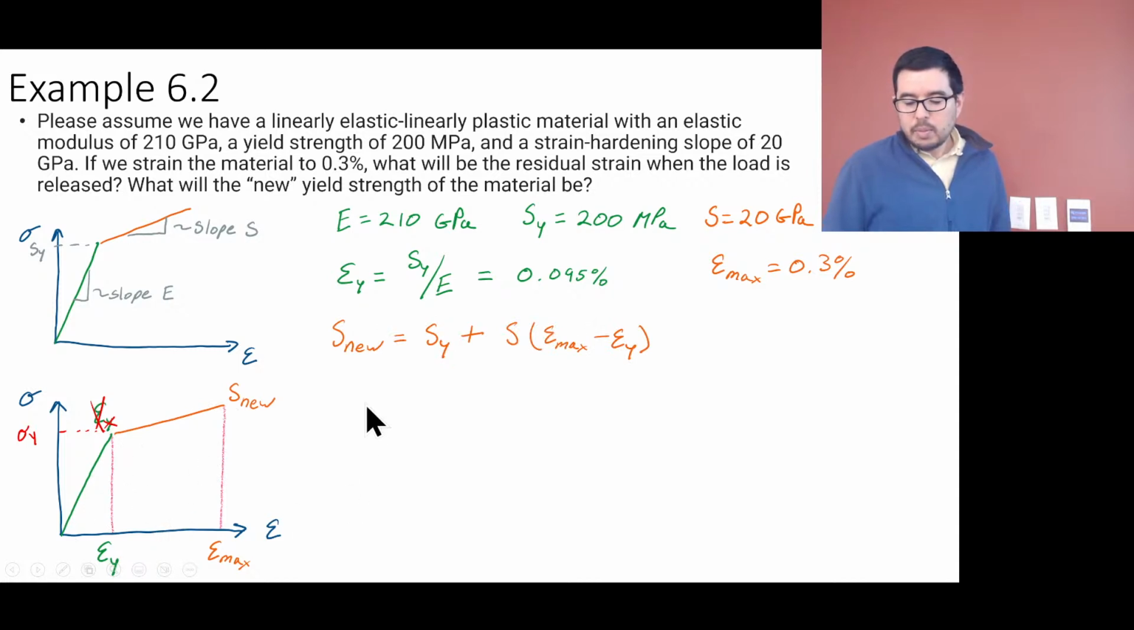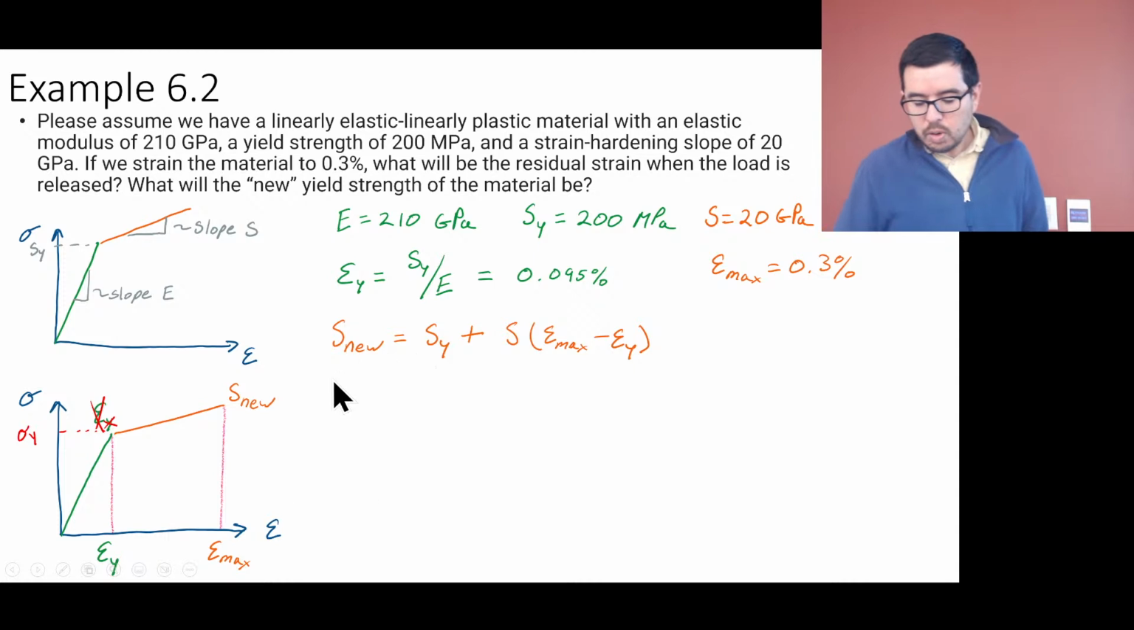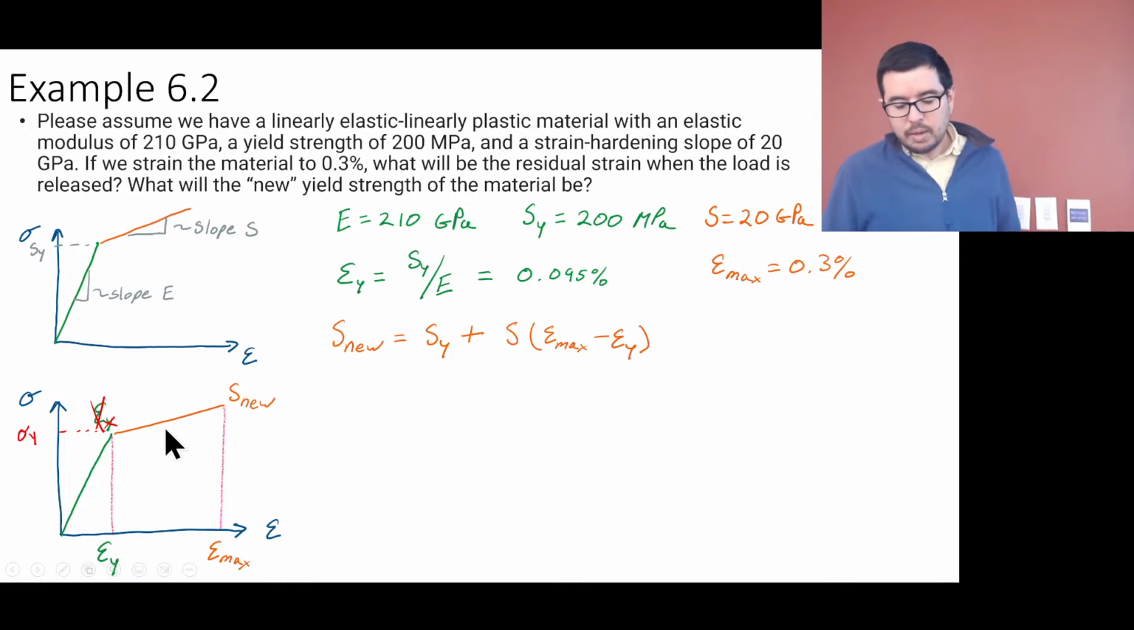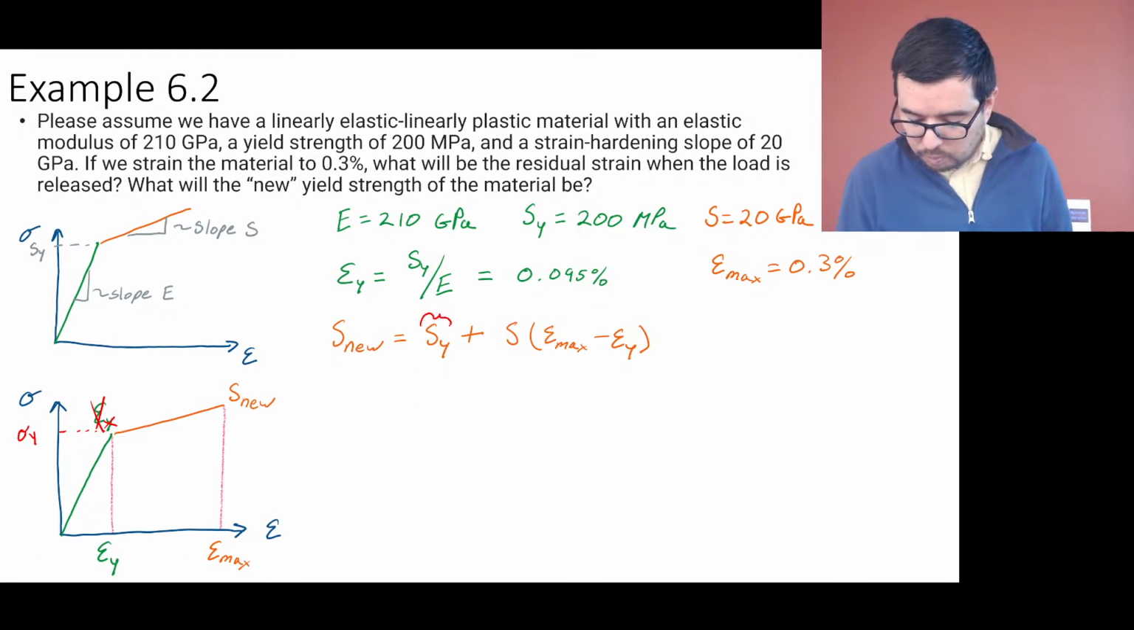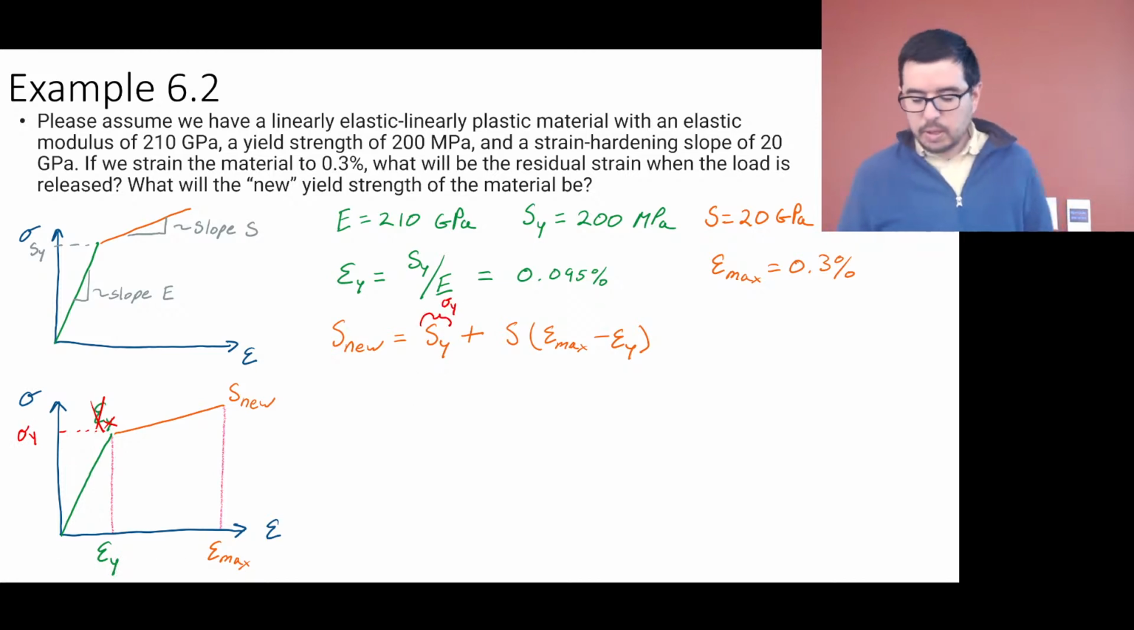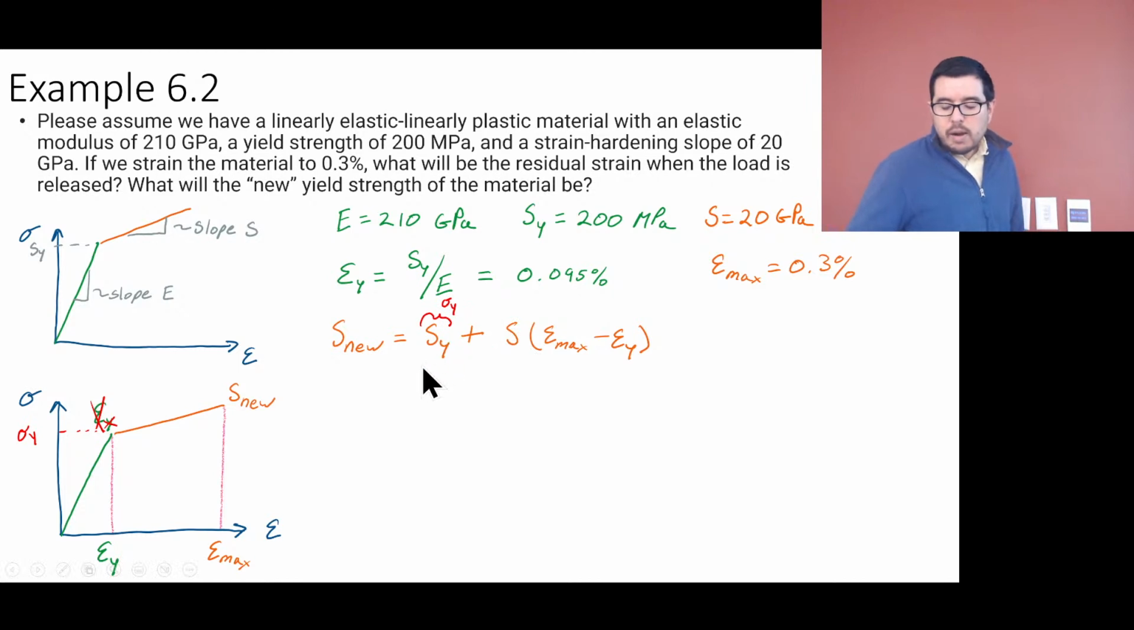But let's first calculate the new strength. It can be calculated essentially by saying, let's put in an imaginary new origin here. I know that this is sy, or sigma y, same thing, right? And I have a slope. This is the slope for this region.